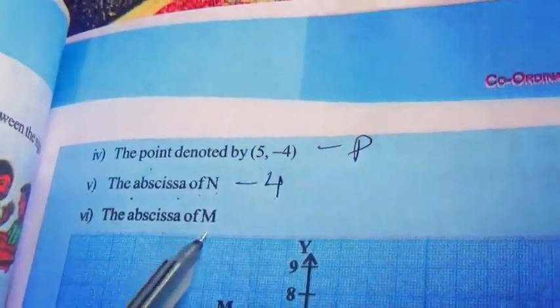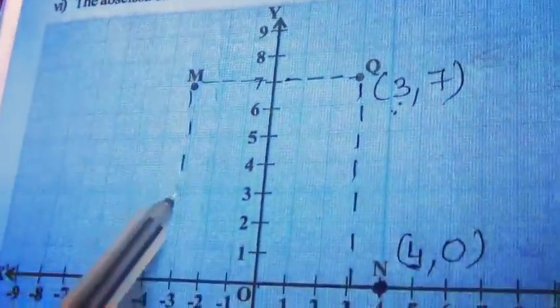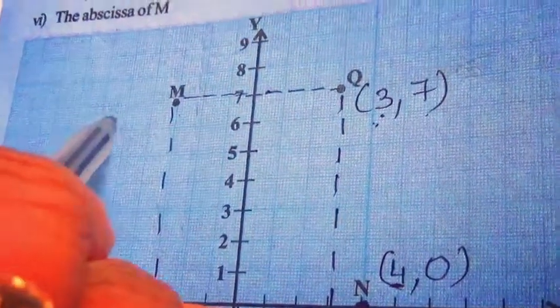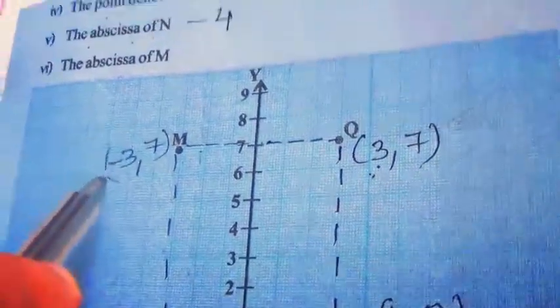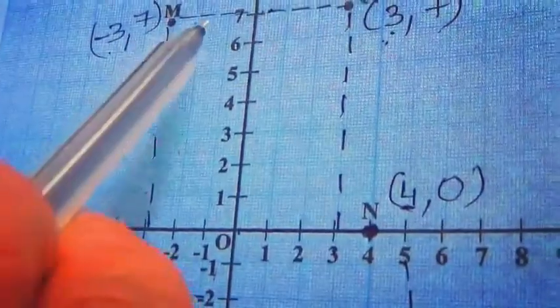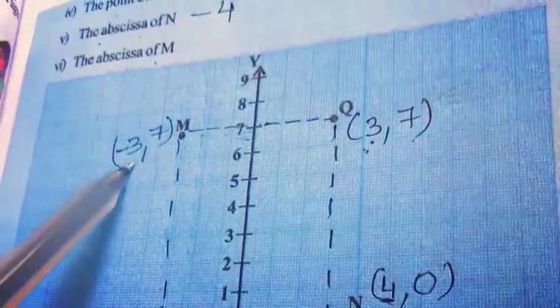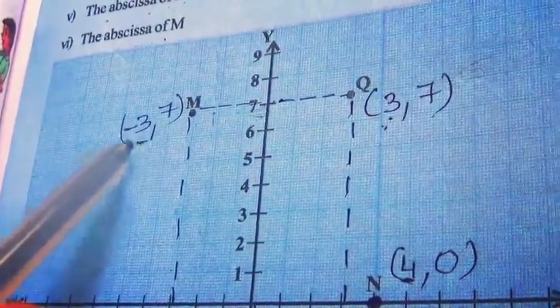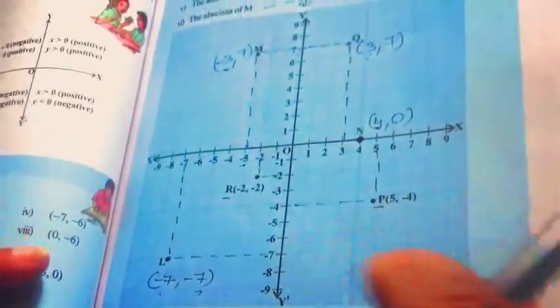What is the abscissa of M? Here is the point. When you join it with both the x-axis and y-axis, you get the point (-3, 7). Every time we have to write the x coordinate first, and only then the y coordinate. X coordinate we call abscissa, hence the answer is -3. That's it. We finished this fourth Roman also. It is activity based, a very easy chapter.